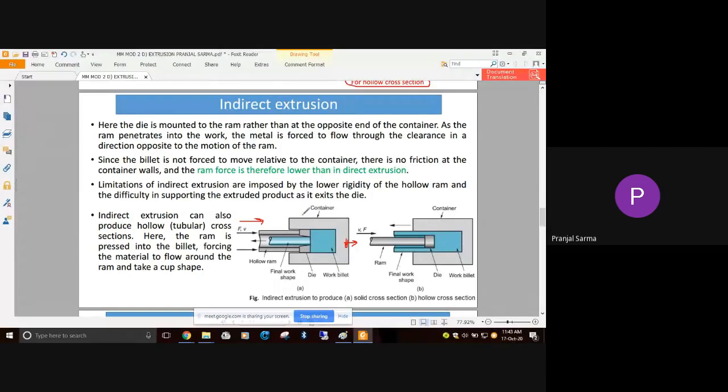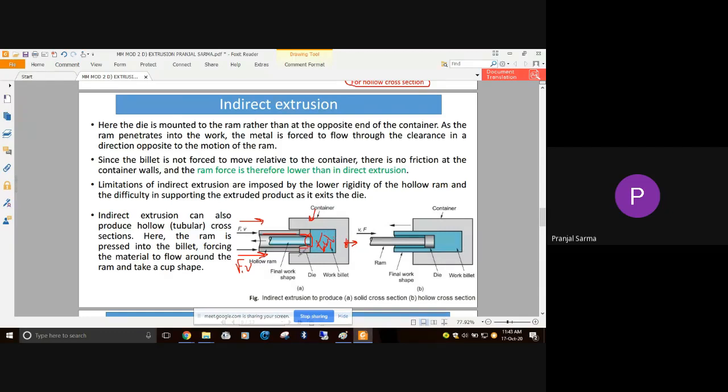Now in indirect extrusion, basically the die is mounted on the ram itself rather than at the opposite end of the container. So this itself is the ram, and depending on the cross section you require on the part, the ram itself will have this die opening. The ram itself will act as a die opening. As the ram penetrates inside the work, it is moving in this direction. We have the container here, and the heated billet here. It may or may not be heated.